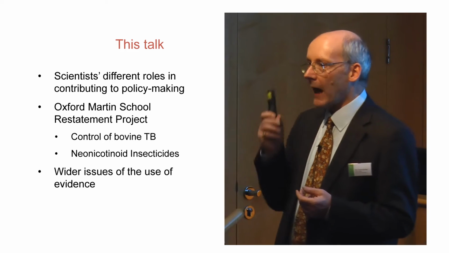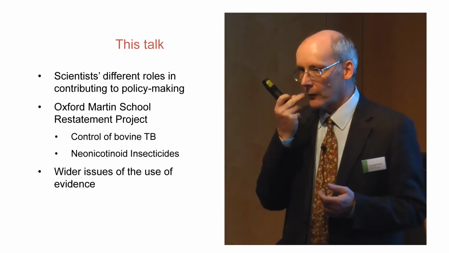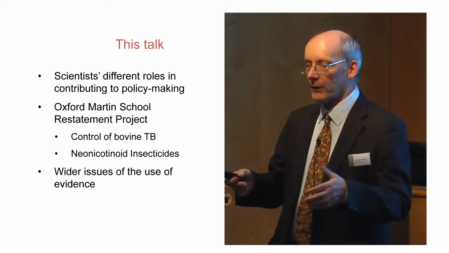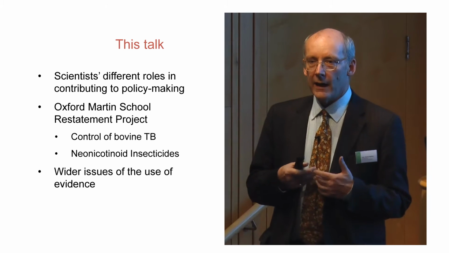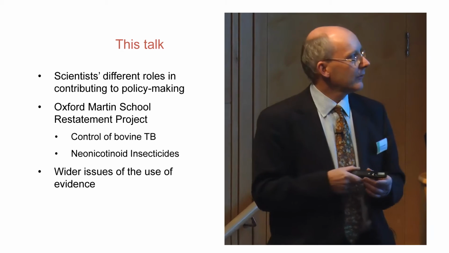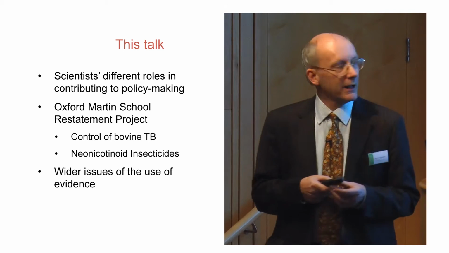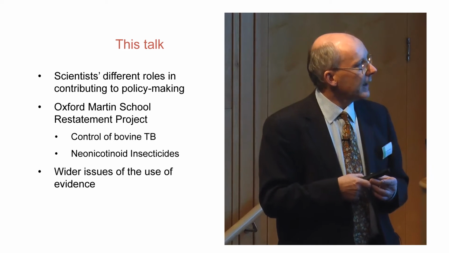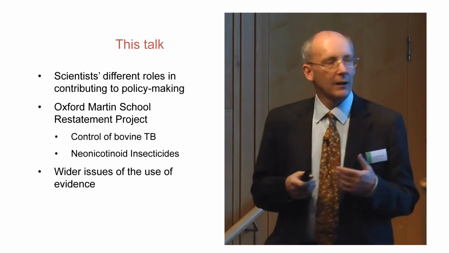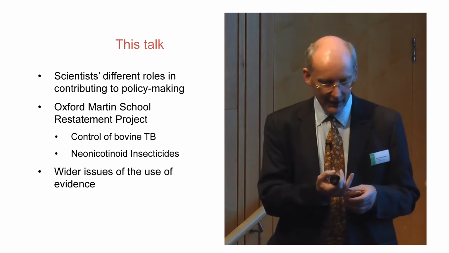And then I want to talk about a specific project that we're running out of the Oxford Martin School, part of the University of Oxford, which we call a restatement project. I'll explain what that is, and I'll use that as an excuse to talk about two particularly contentious issues, the control of bovine TB and neonicotinoid insecticides, which I just call neonics. And then I'll finish off in the last couple of slides by exploring some general issues about evidence going into policy and hopefully stimulating some discussion.